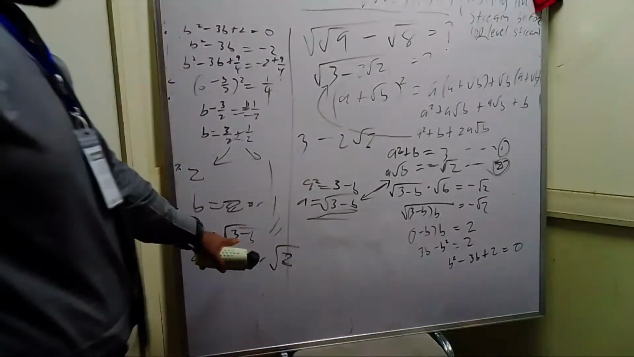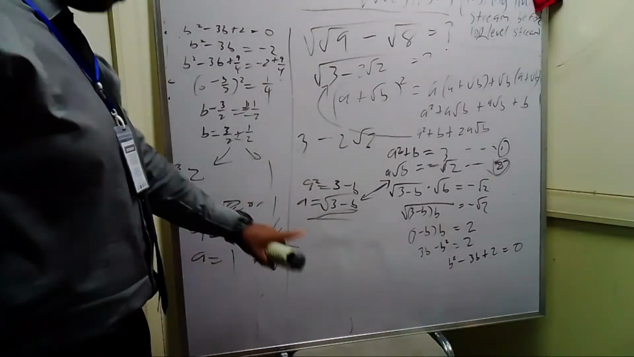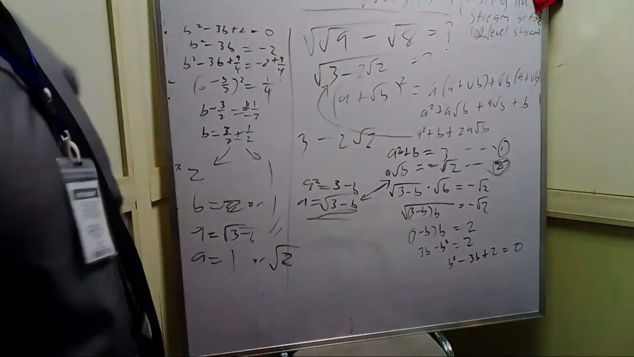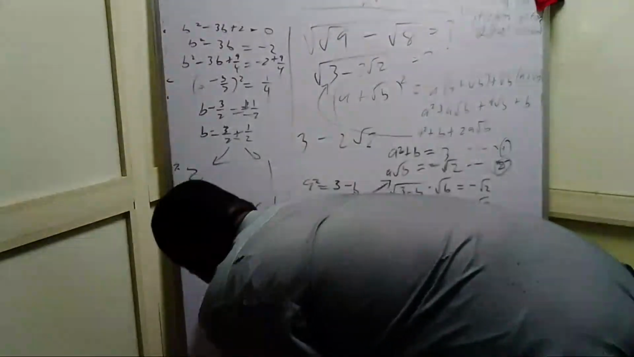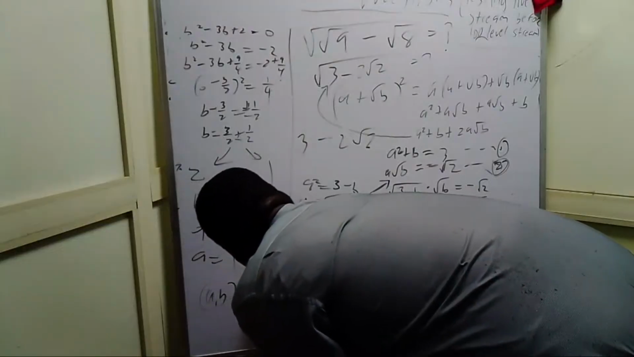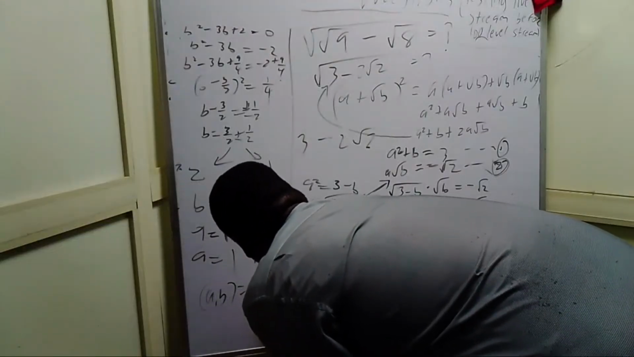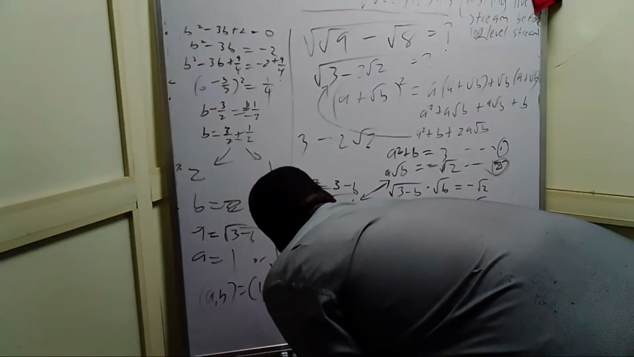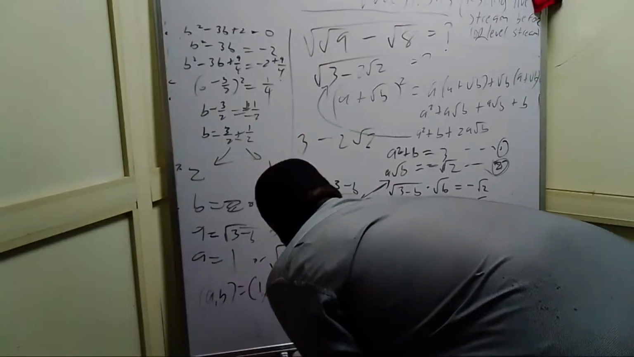That is, if b is equal to 1, then a is equal to the square root of 3 minus 1, and a is going to equal the square root of 2, because 3 minus 1 is 2. So these are the two sides. Bracket open a comma b is equal to bracket open, when a is 1, b is 2, or when a is root 2, b is 1.